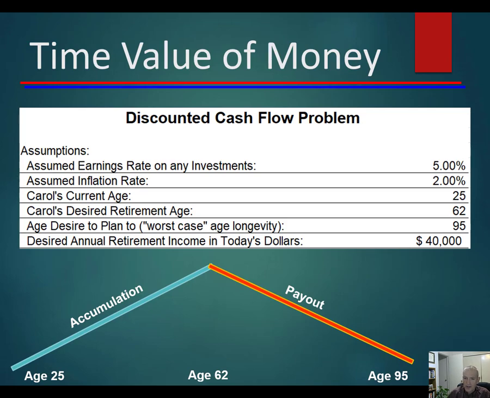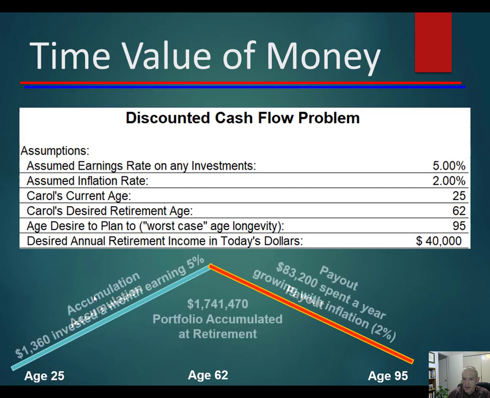So what Carol's trying to do is she's at age 25 today, and she wants to accumulate an investment portfolio so when she turns 62, that will pay out enough income so that she can make it to age 95. All right. So we'll come up with this number. This is trying to figure out how much does she need to invest every month. We'll see if we still get 1360 with our assumptions.